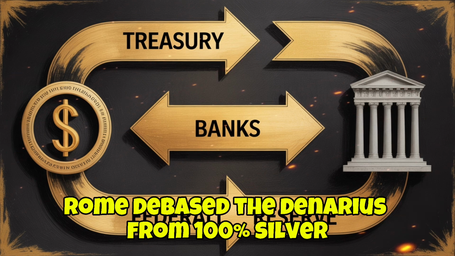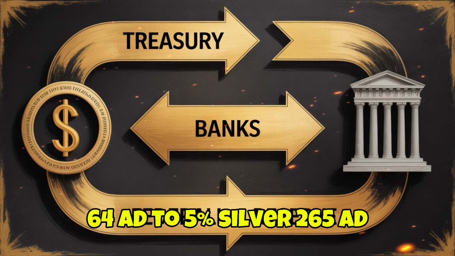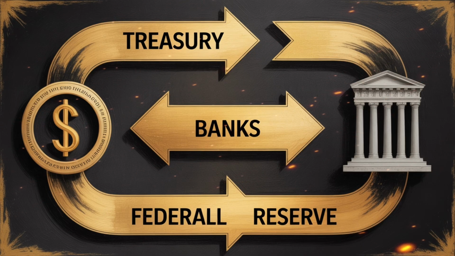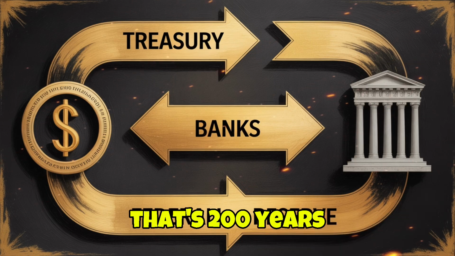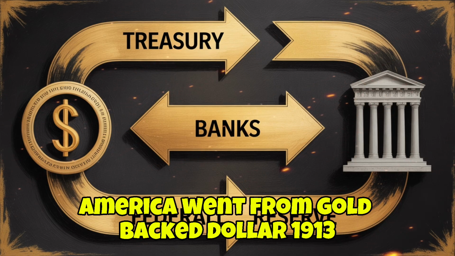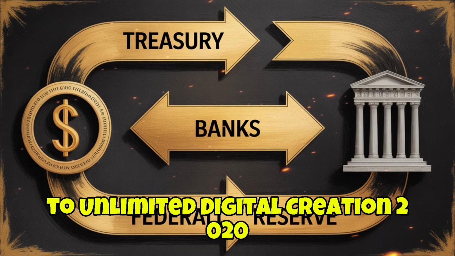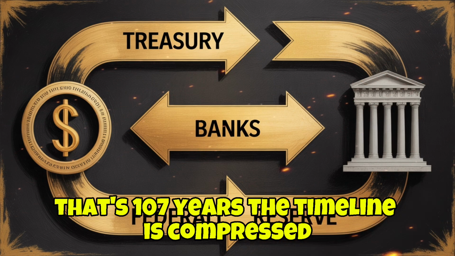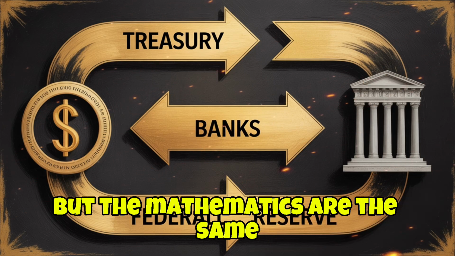Rome debased the denarius from 100% silver, 64 AD to 5% silver, 265 AD. That's 200 years. America went from gold-backed dollar, 1913, to unlimited digital creation, 2020. That's 107 years. The timeline is compressed, but the mathematics are the same.